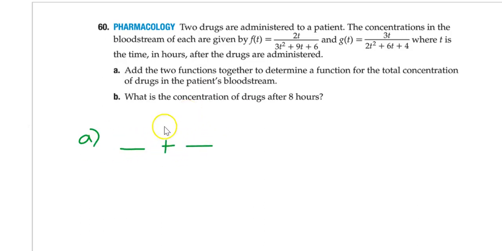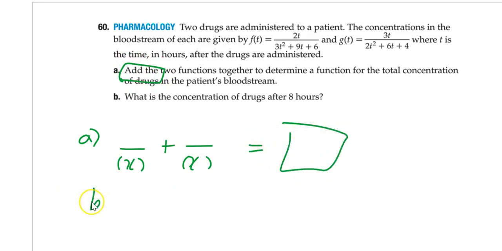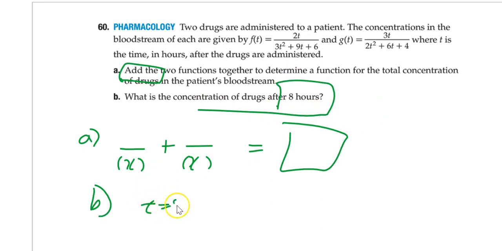I'm not going to do the work because of time, but right, just the same concept. Common denominator, right? We're not scared of application problems. Just wants you to add the two drugs. And you can get some number. And look what B says. What's the concentration of drugs after 8 hours? You know what that means? Plug in 8 for t into the thing you got. Get your answer and you're done.